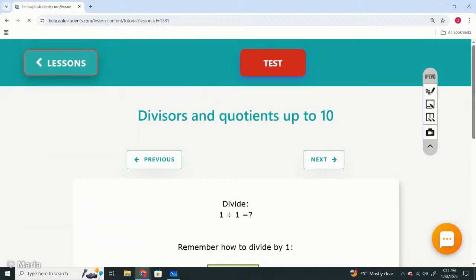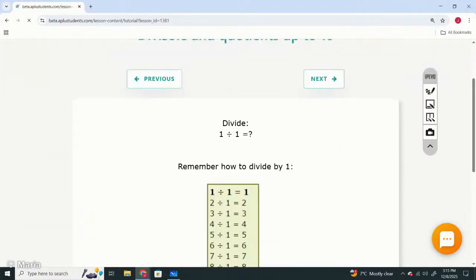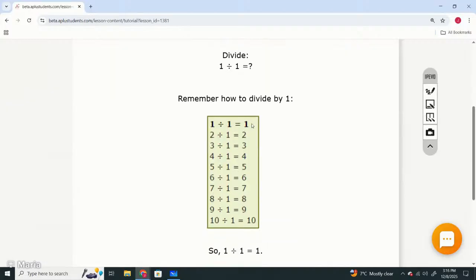So 1 divided by 1, which is the correct option? Any number dividing by 1 means the number stays the same. You can see this table. 1 divided by 1 is 1. 2 divided by 1 is 2. Let me tell you the divisors and quotients.